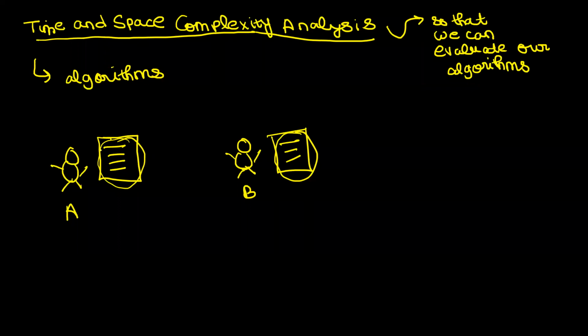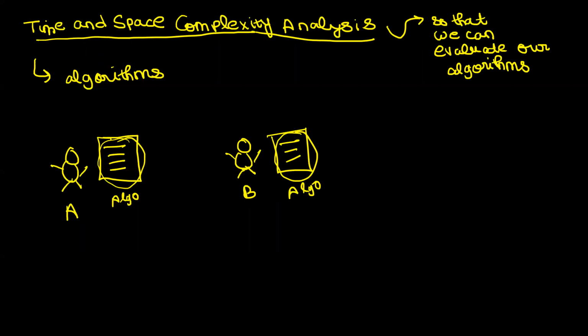Now, let's say that two people are writing code. Person A has written a piece of code and person B has also written a piece of code, right? Both are doing the same task. But there has to be some metrics via which you can judge their code. See, we should not judge each other's code, right? But person A is using a different algorithm and person B is using a different algorithm.